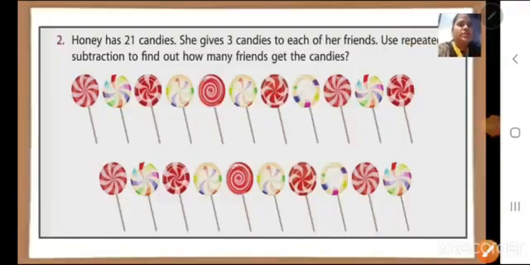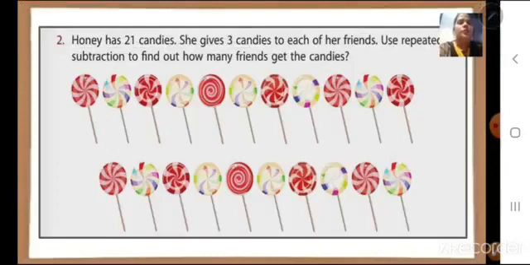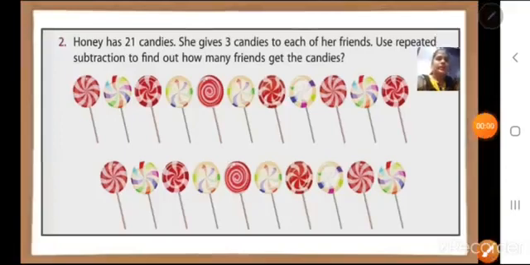Next one is question number 2. Honey has 21 candies. She gives 3 candies to each of her friends. Use repeated subtraction to find out how many friends get the candies. Children, this question we have to do in our notebook, so take out your notebook.